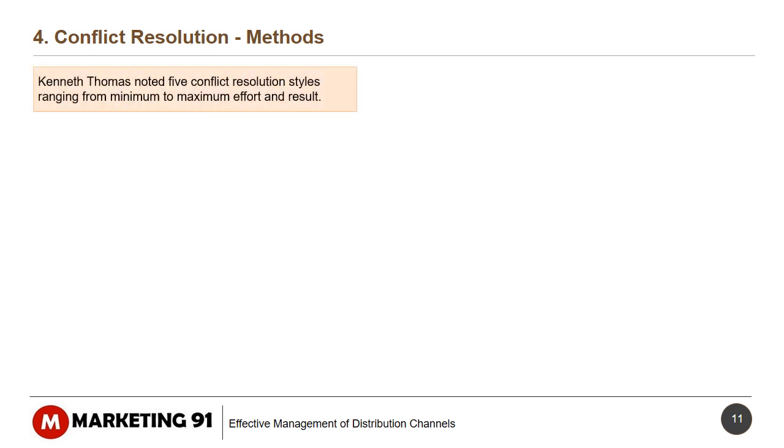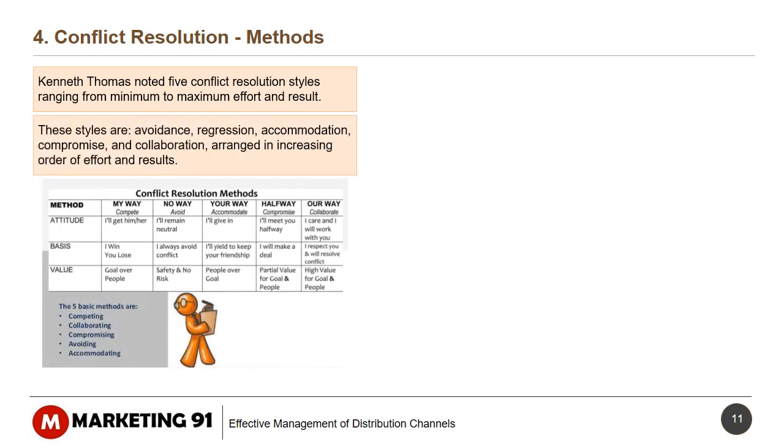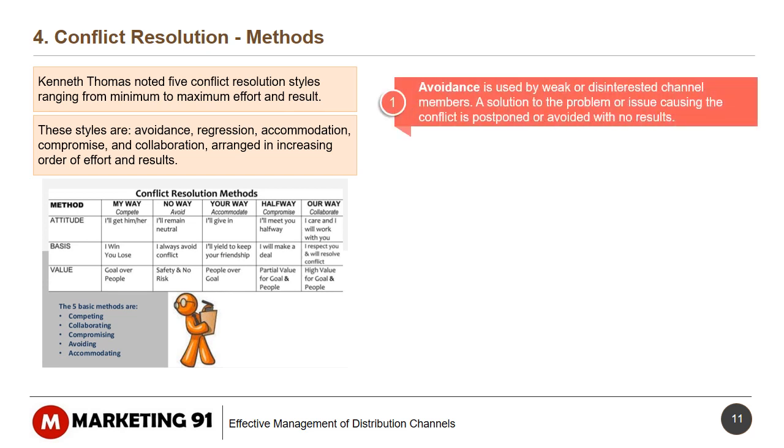Kenneth Thomas noted 5 conflict resolution styles ranging from minimum to maximum effort and results. These styles are avoidance, aggression, accommodation, compromise, and collaboration, arranged in increasing order of effort and results. Avoidance is used by weak or disinterested channel members. A solution to the problem or issue causing the conflict is postponed or avoided with no results.